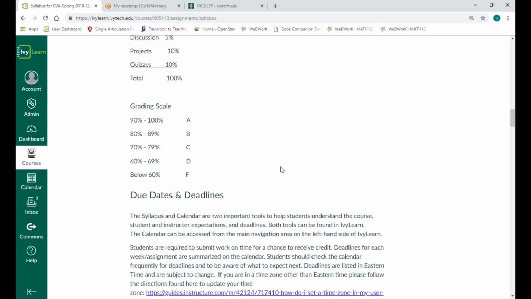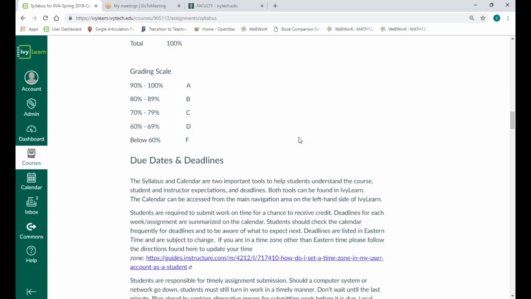Here we just use the simple 90, 80, 70 grading scale. If you do intend on transferring to another school or a 4-year institution, you do have to get at least a 70%. You do have to get at least a C to be able to transfer to another college. So that's the general requirements out there.